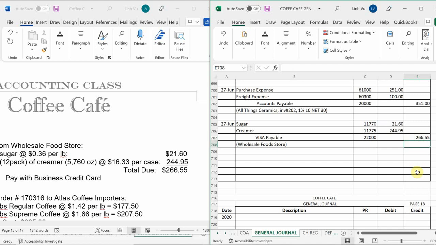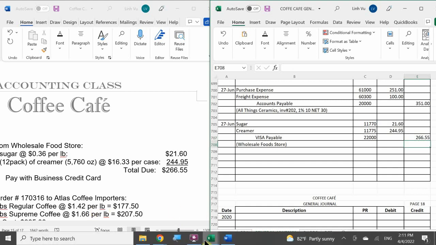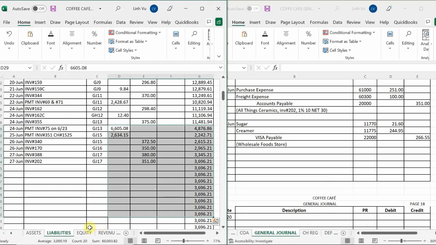Where do we go next? Say that again? I can't hear you. So where do we go next? General ledger. We go to the ledger. We gotta update our sugar and our creamer accounts as well as our Visa payable accounts. Okay.